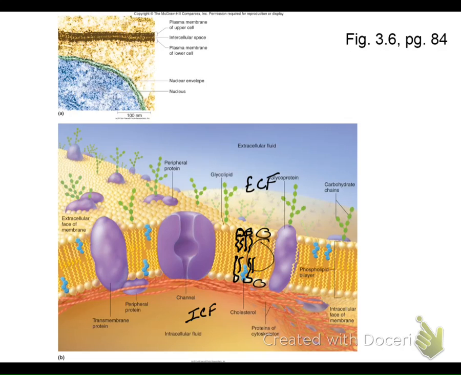Why did this membrane arrange itself in this way? I think I talked about this briefly back in chapter 2. Why is this membrane arranged in 2 layers, this bilayer, with the phospholipid heads pointing towards the water and the fatty acid tails in the middle?